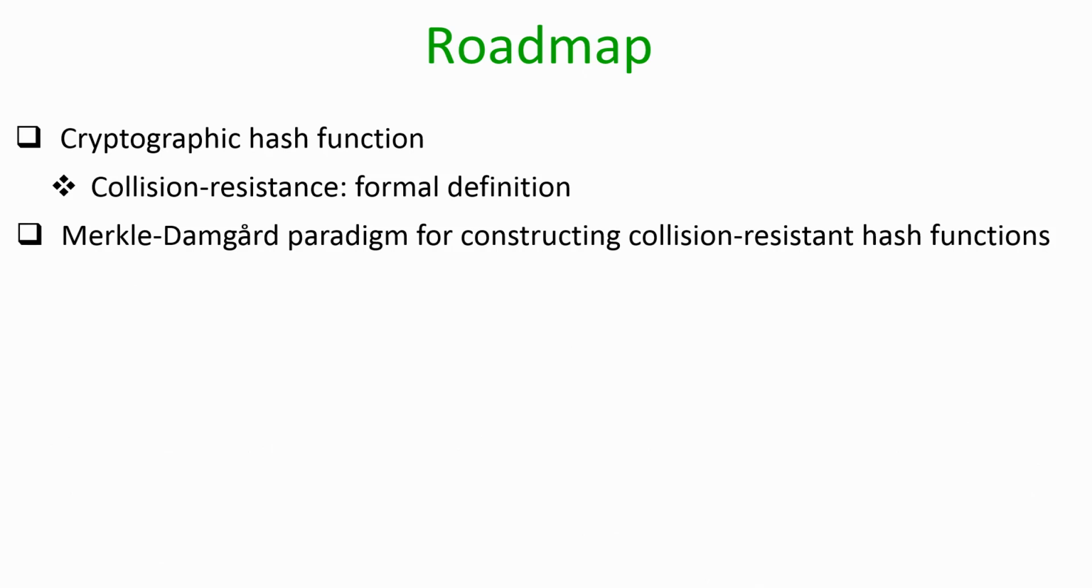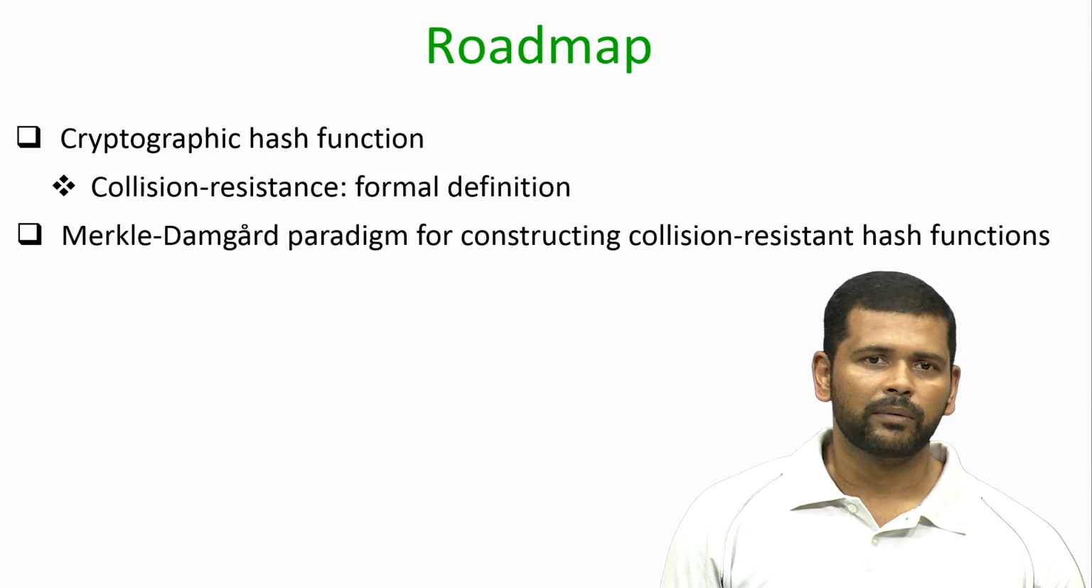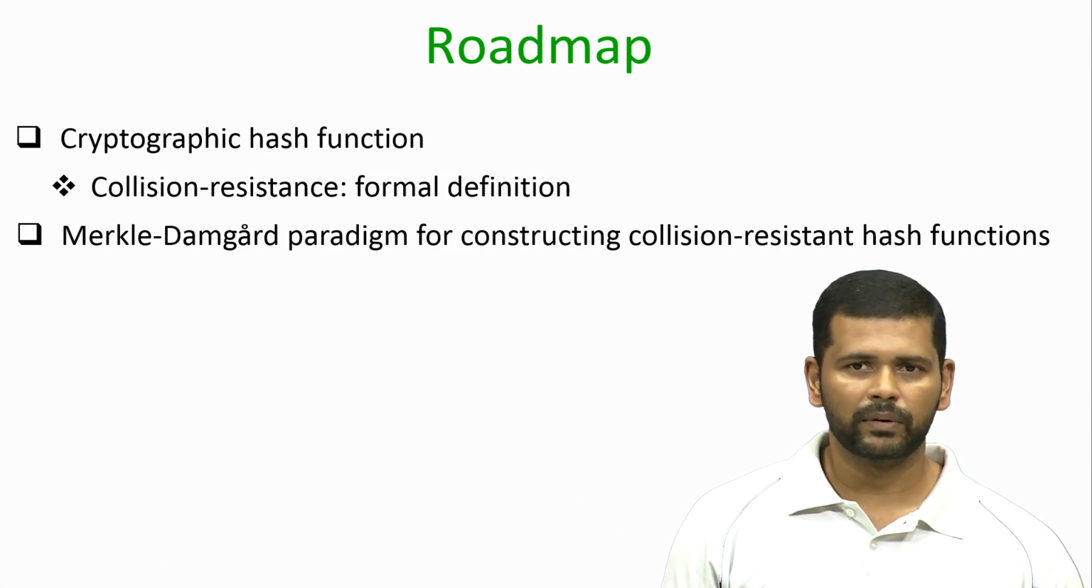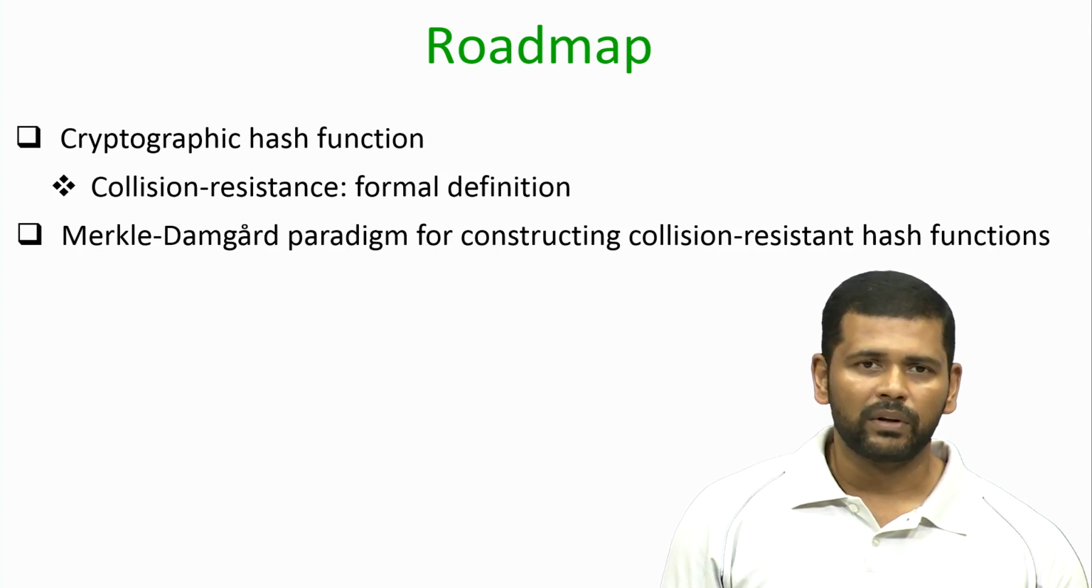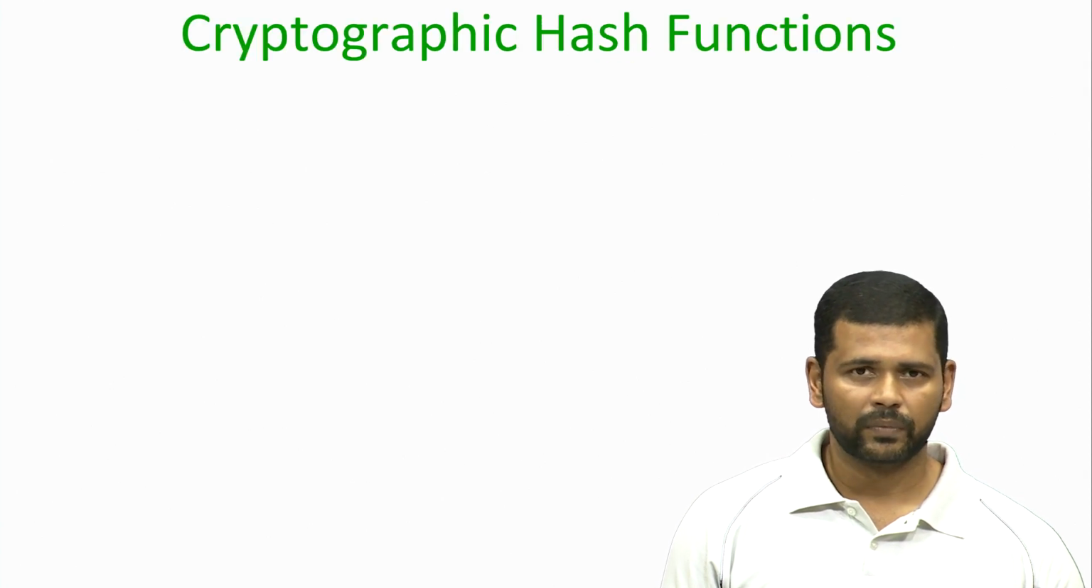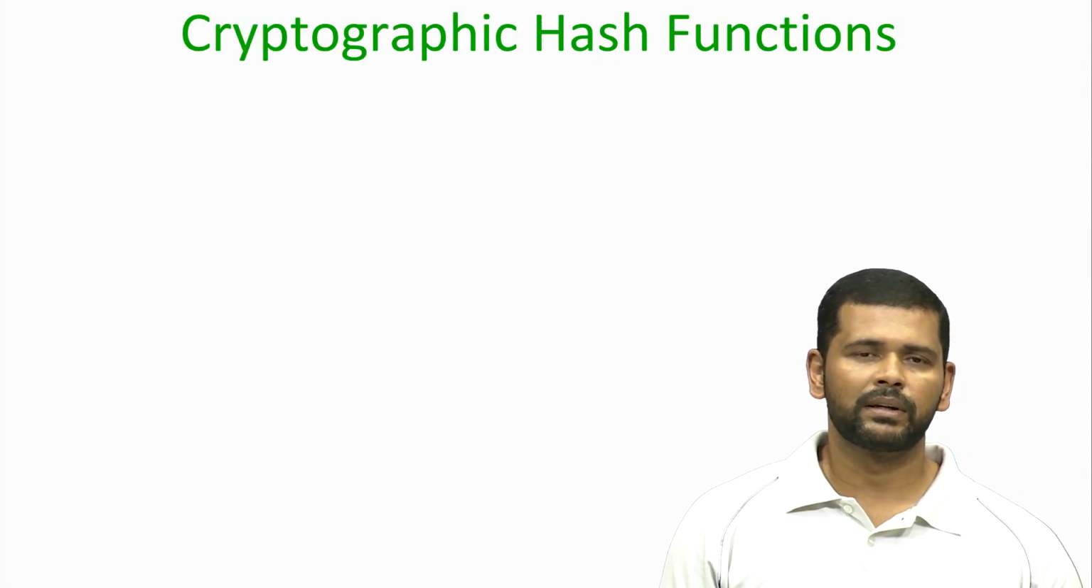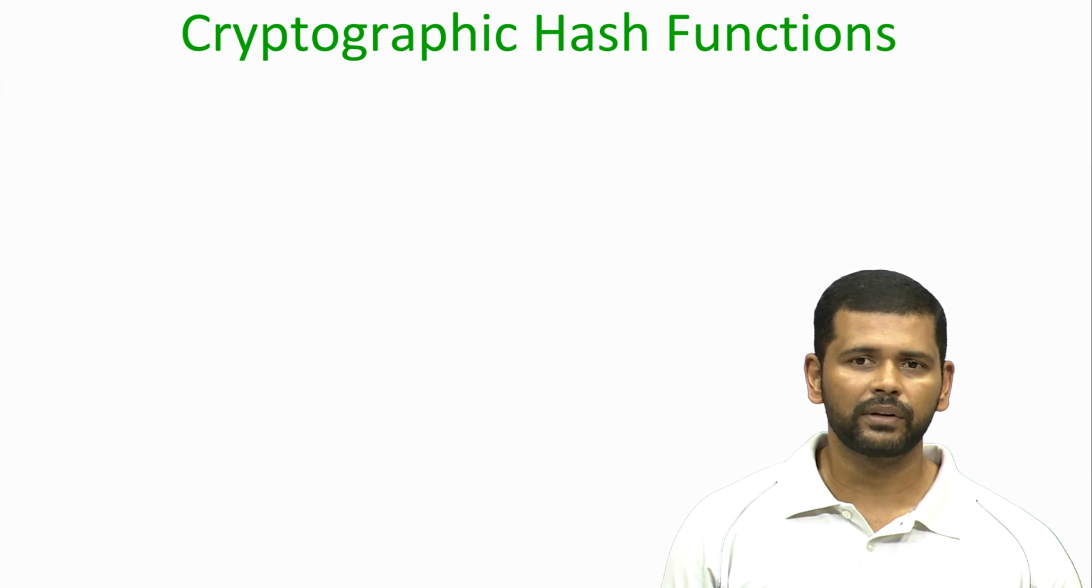So, we will introduce the formal definition of cryptographic hash functions, and we will also formally define what exactly we mean by the collision resistance property of cryptographic hash functions, and then we will discuss the Merkle-Damgard paradigm, which is an interesting paradigm used for the construction of several practical collision resistant hash functions. So, let us begin with the definition of cryptographic hash functions.